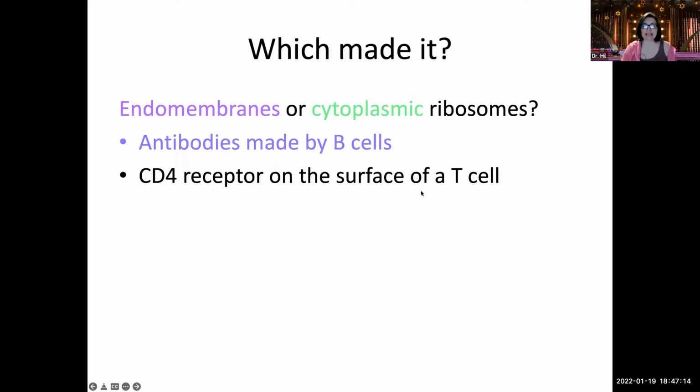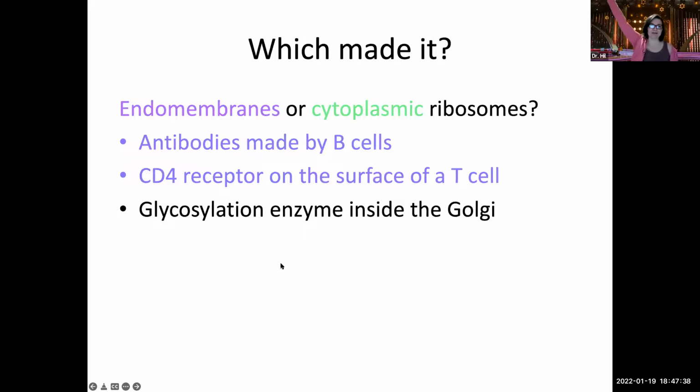All right, T cells. T cells have receptors on their surface. A famous one on a T helper cell is called CD4, and that is a membrane protein. So do membrane proteins get made by the endomembrane system or by cytoplasmic ribosomes? Oh, I'm sorry about that, Marielle, that sucks. Correct, it's the endomembrane system again.